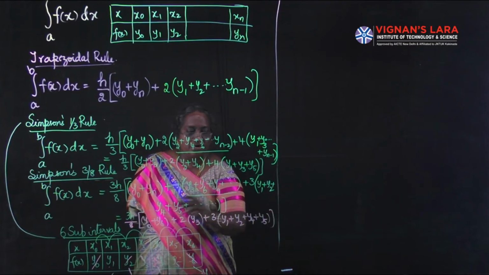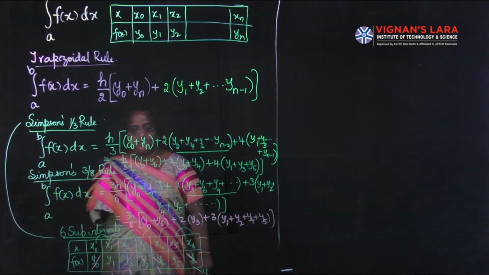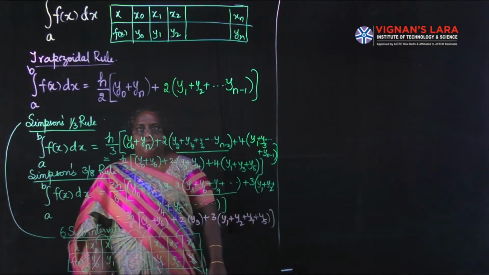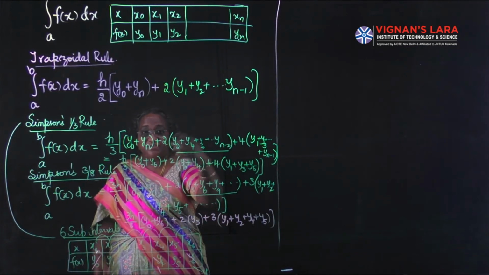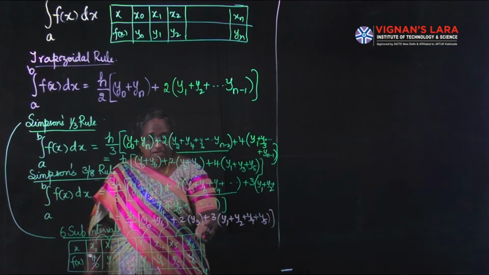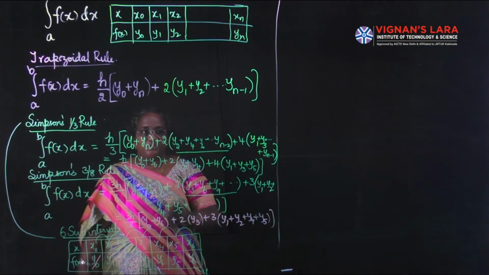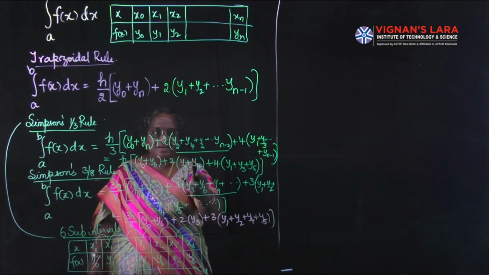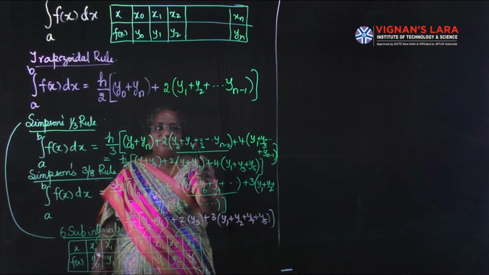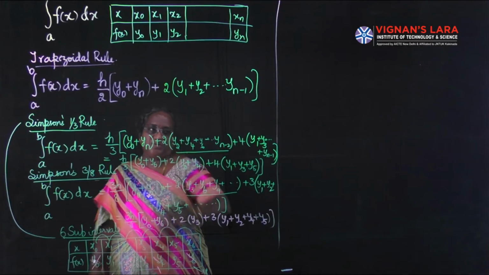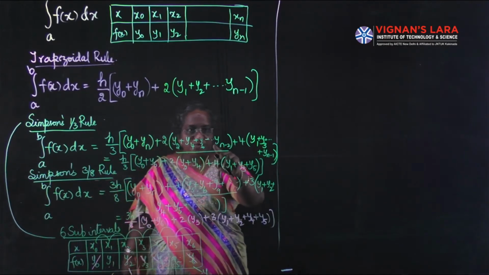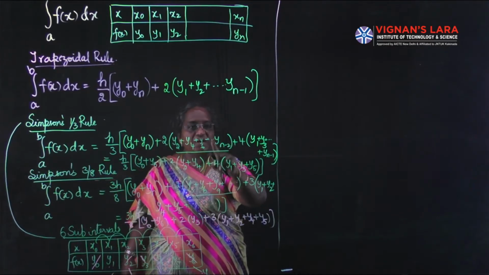So this is how you have to write Simpson's 3/8 rule when you divide the given interval into 6 subintervals. Now the next question is, if you divide it into 12 subintervals, then you can write y2 plus y4 plus y6 and so on, where now your yn will be y12. You are not supposed to write y12 here, only up to y10 you are allowed to write.